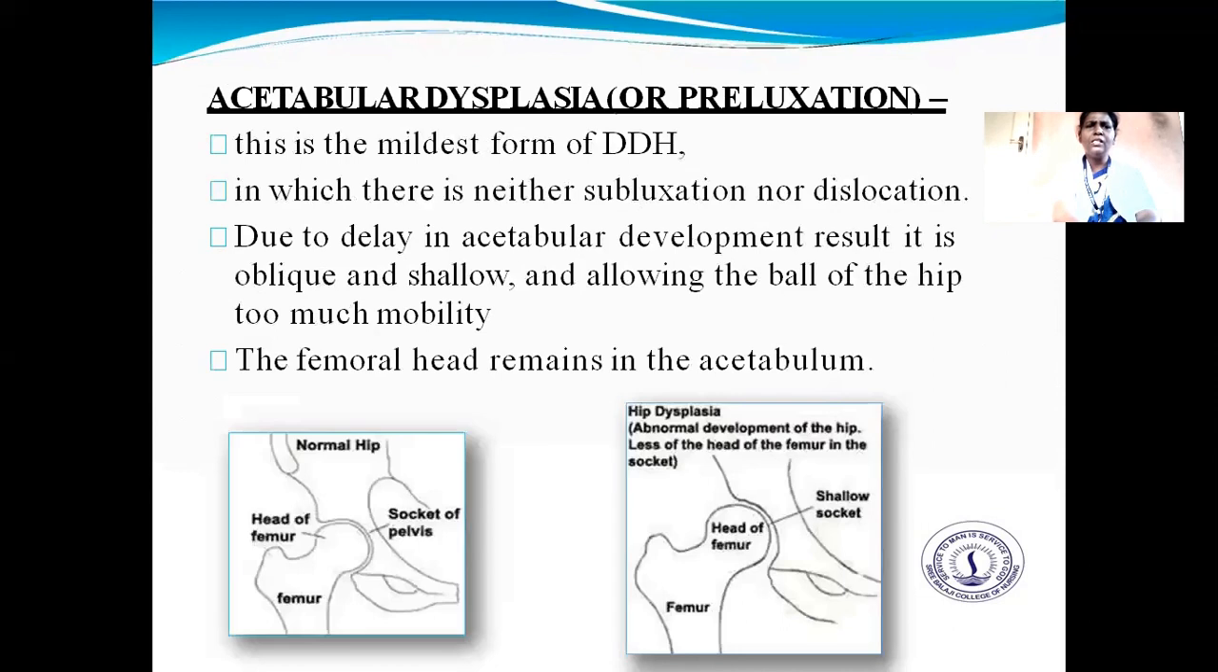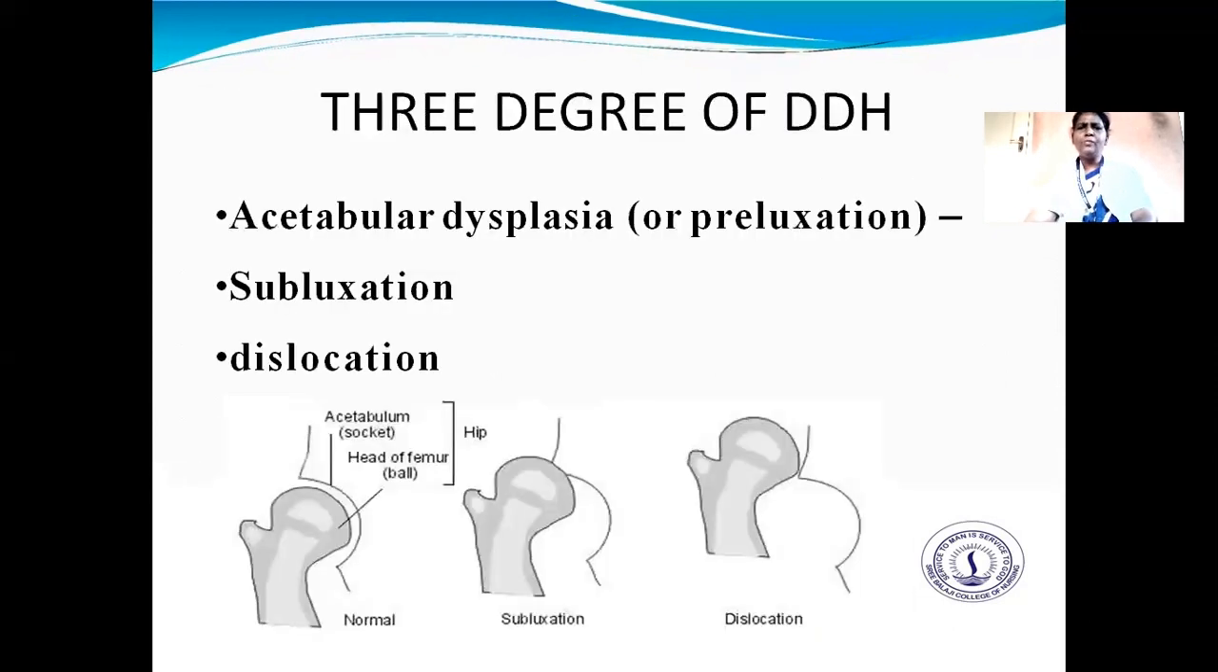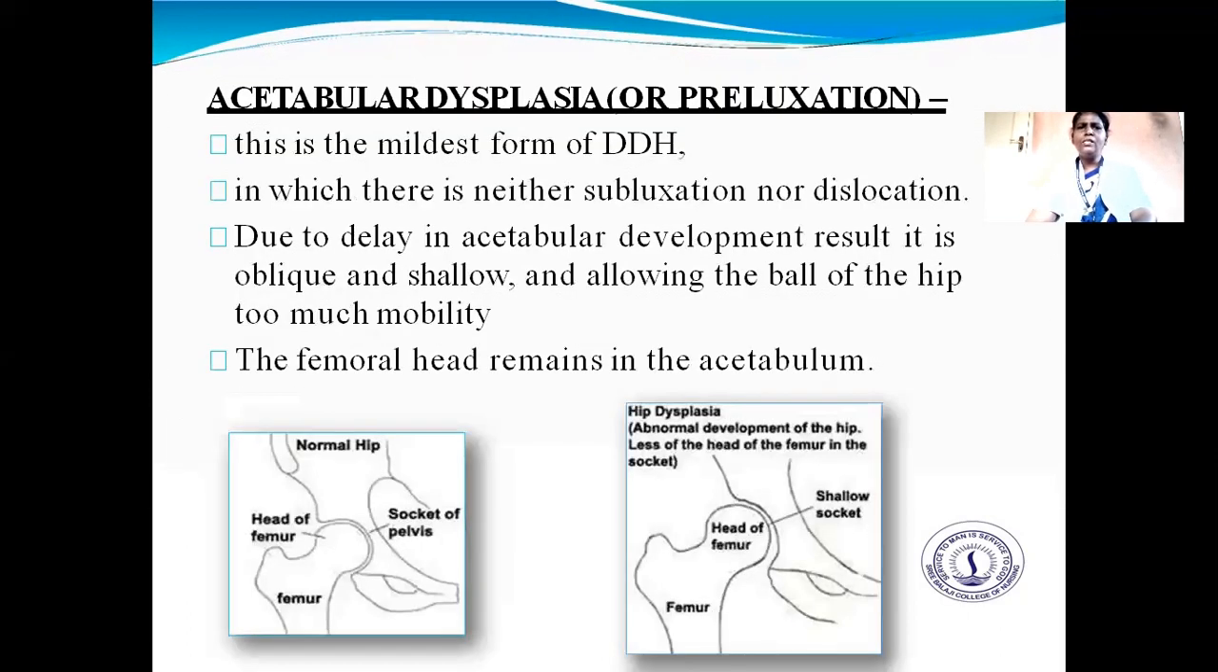First, we have seen the 3 degrees of developmental dysplasia of hip. One is the acetabular dysplasia, otherwise called pre-luxation. Second is the subluxation. Third is the dislocation. Acetabular dysplasia or pre-luxation is the mildest form of developmental dysplasia of hip, in which there is neither subluxation nor dislocation. Due to delay in acetabular development, it is oblique and shallow, allowing the ball of the hip too much mobility. The femoral head remains in the acetabulum.